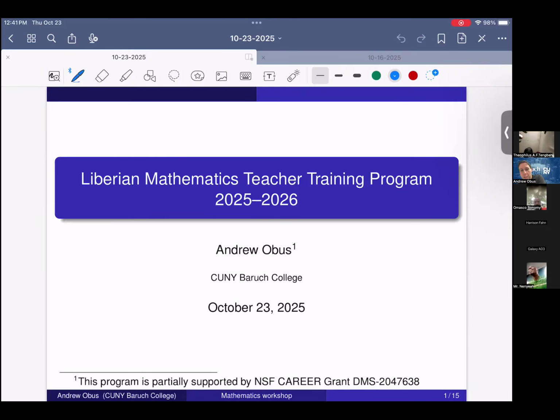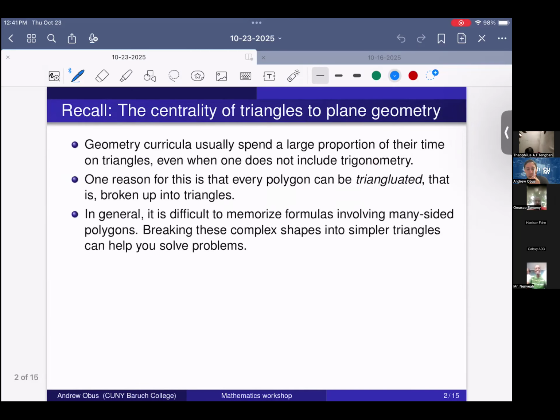First, let me review what we talked about last time: the centrality of triangles to plane geometry, that lots and lots of questions in plane geometry can be reduced to triangles. One of the reasons for this, and we'll see it in the homework, is that every polygon can be triangulated. So you can always break a polygon up into triangles, and often you can gain insight into its area or other properties by breaking it up into triangles.